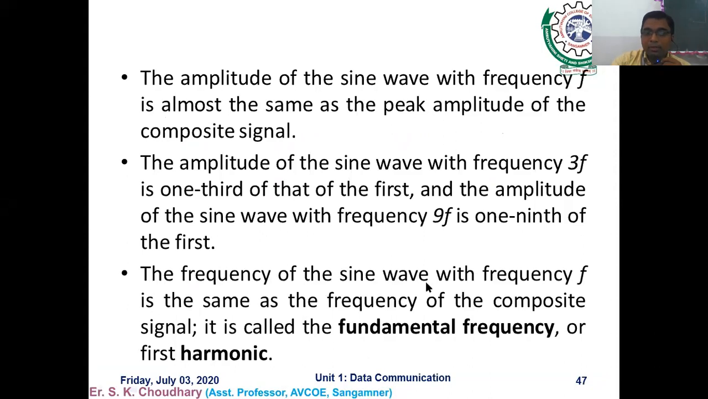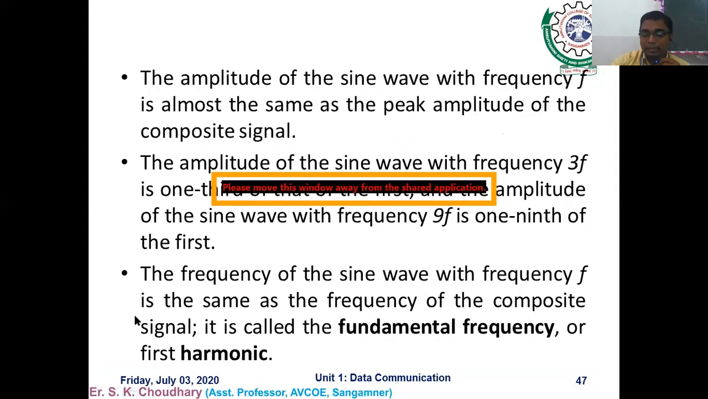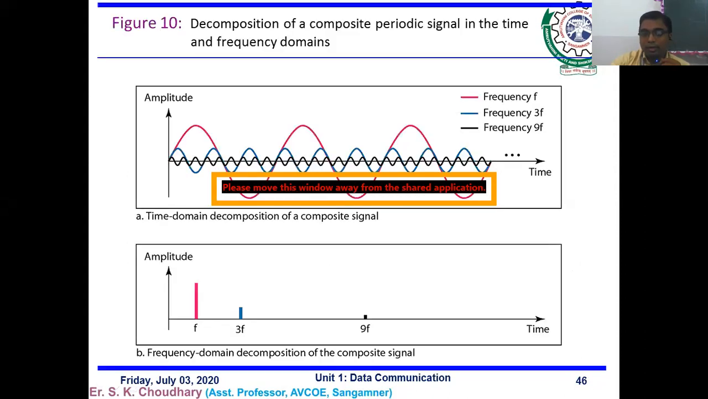The sine wave with the frequency f, the pink line, is called the fundamental frequency or first harmonic. 3f is called the third harmonic. Similarly, 9f is called the ninth harmonic. As the number of harmonics increases, the amplitude decreases, or more distortion is there. That's why the fundamental frequency has the highest peak amplitude.